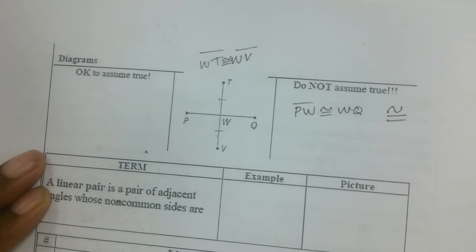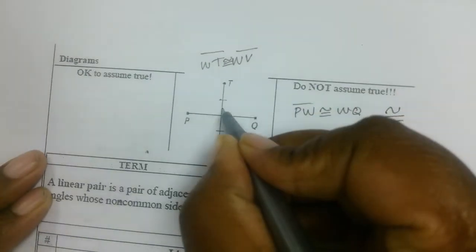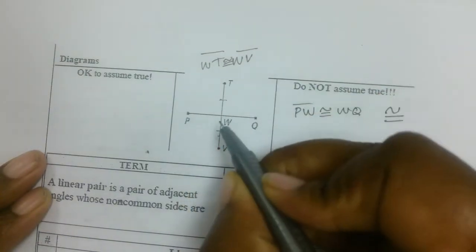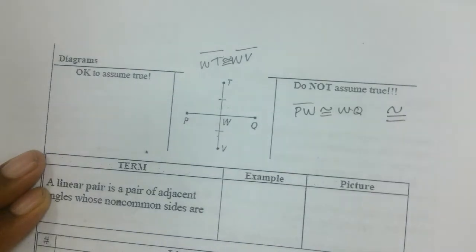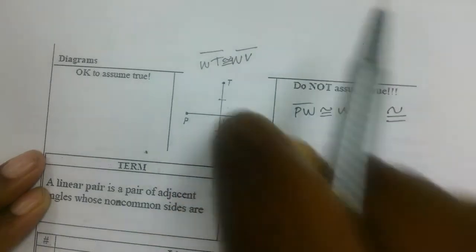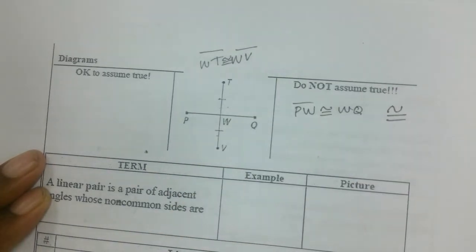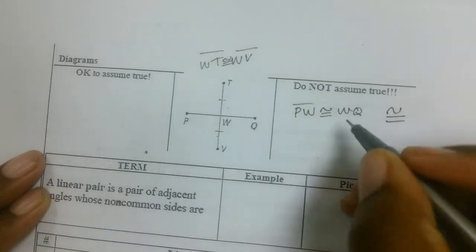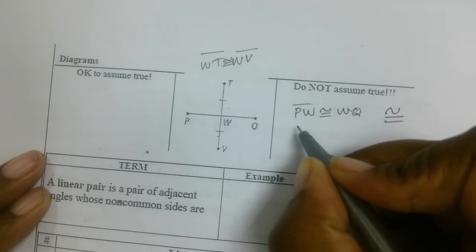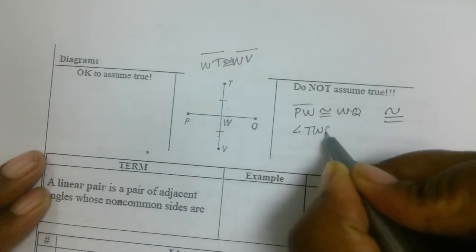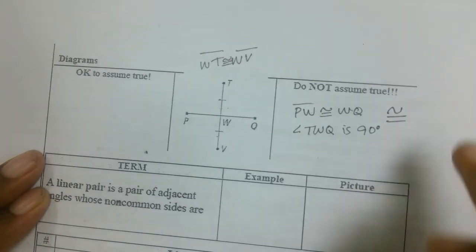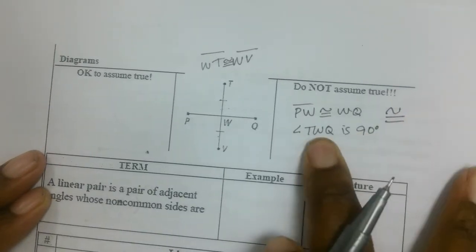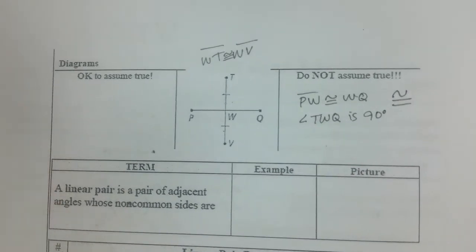Another thing we can't assume is that this is a 90-degree angle. Just because it looks like it's 90 degrees, if they didn't mark it, they didn't put that little square there, we can't assume that it's 90 degrees. This could be 81 degrees right here. This could be 89, 91, something like that. It doesn't have to be 90. So you can't assume that an angle is 90 degrees. They have to tell you that. So we can't assume congruency. We can't assume that it's a right angle if they don't tell us.